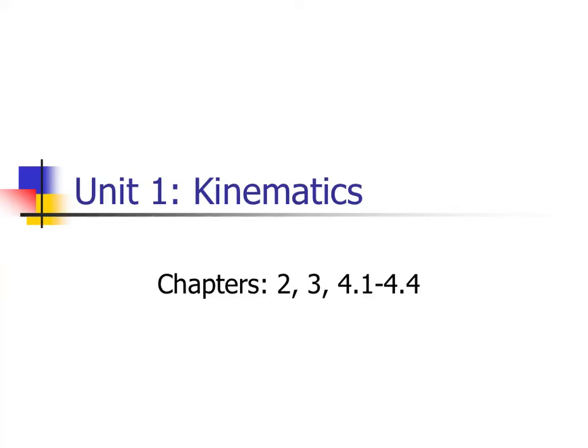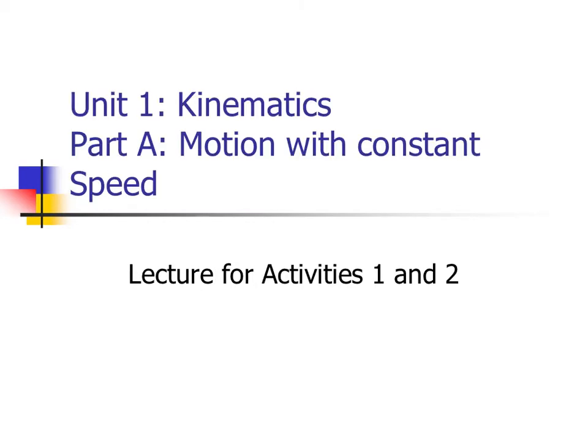So Unit 1, kinematics. We're going to start looking at motion now. It corresponds to chapters 2, 3, and the first part of Chapter 4 in the Hewitt book, which is the book that we're supposed to use. Part A is going to go through motion with constant speed, and it'll be for the first couple activities that we do in the classroom.